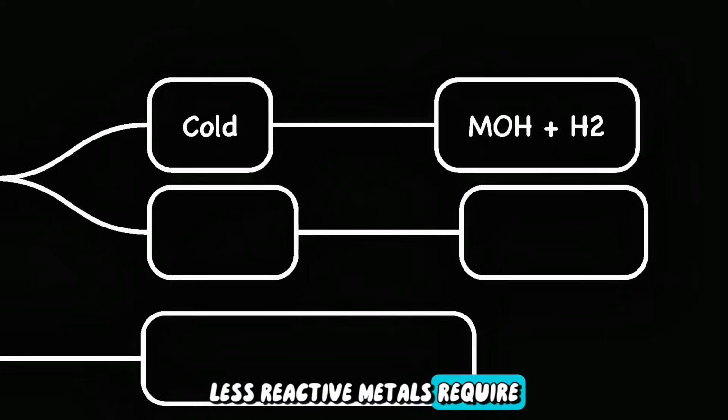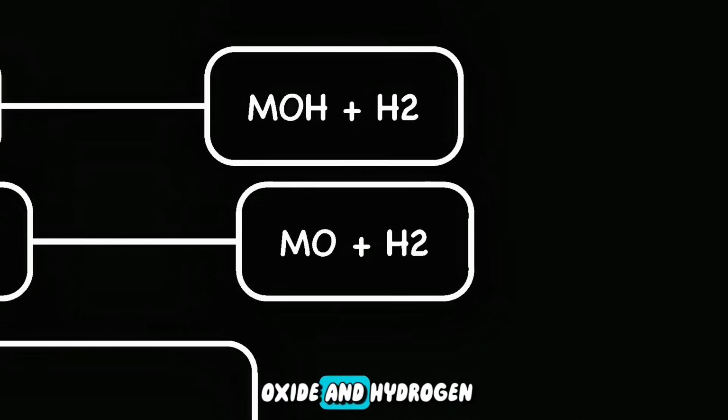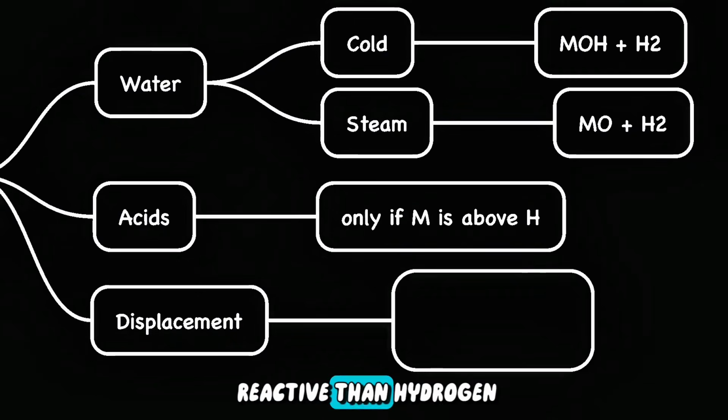Less reactive metals require steam to react with, and in this case, they're not going to form metal hydroxide. Instead, they'll form metal oxide and hydrogen. For a metal to react with acid, it must be more reactive than hydrogen.